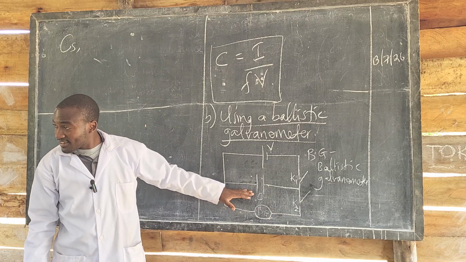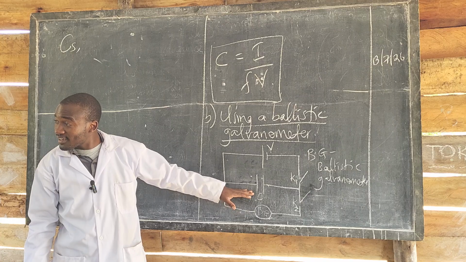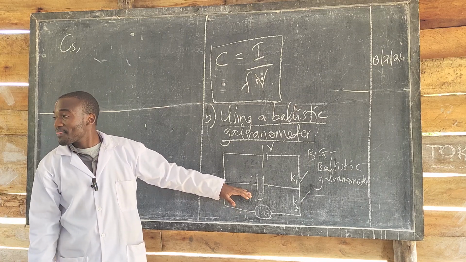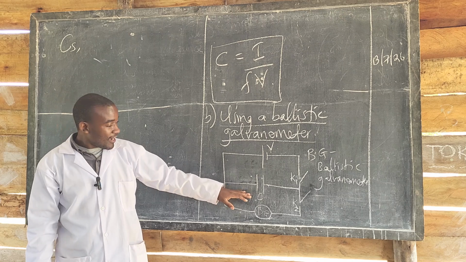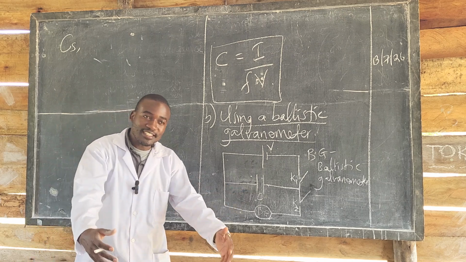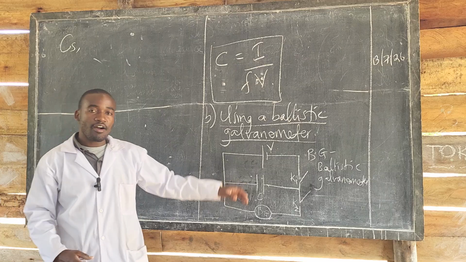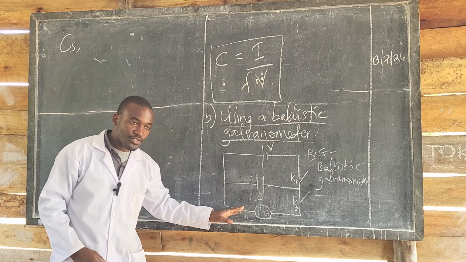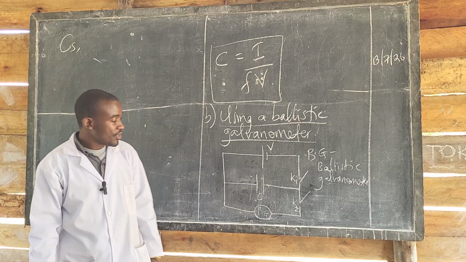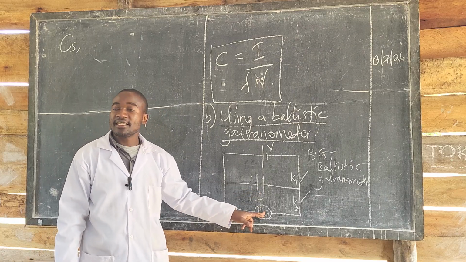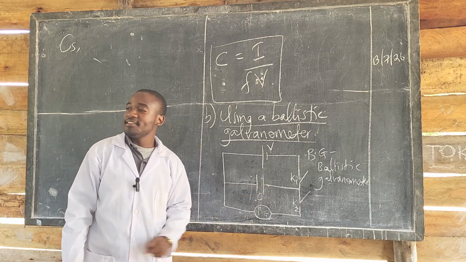Are we together? After you've put in this one, you do the same thing and then you compare the ratios, as we are going to see in our mathematical calculations: the ratio of C S to its deflection must equal the ratio of C to its deflection.